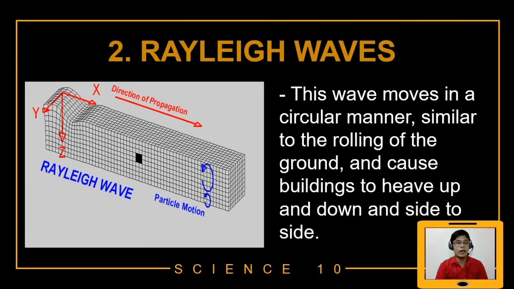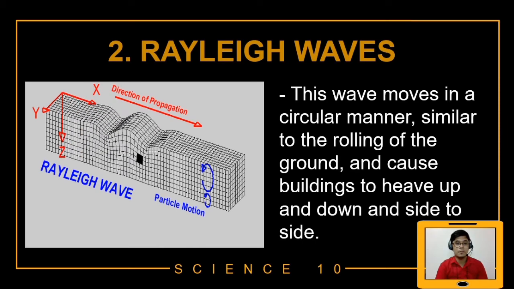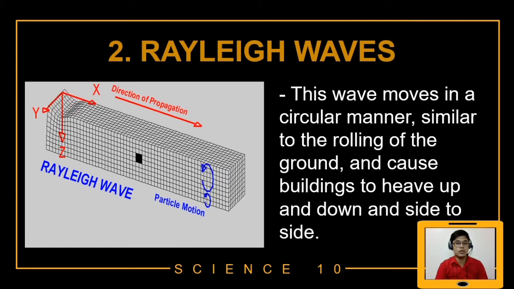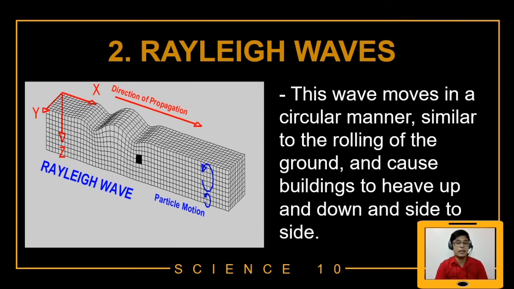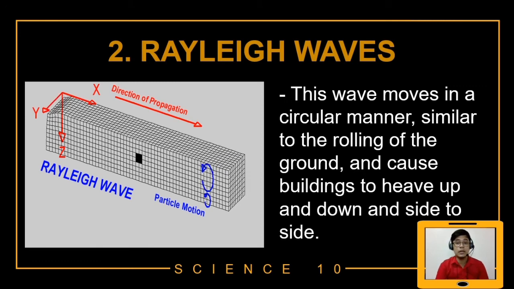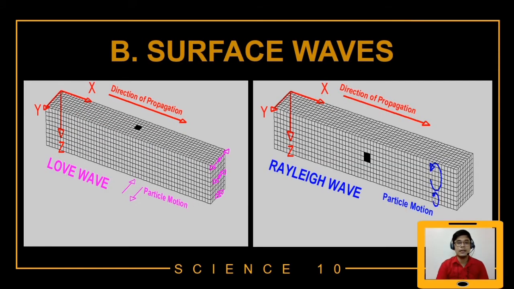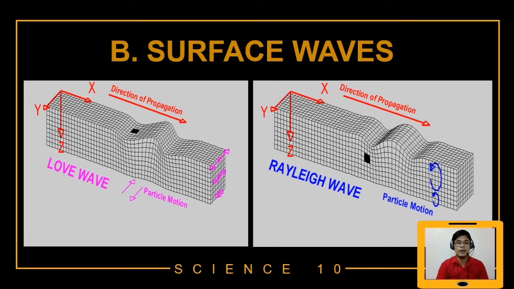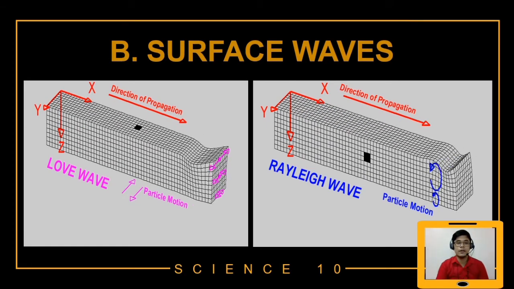And if you take a look at the GIF, you can see how these Rayleigh waves can cause the buildings to heave up and down and side to side. So it's really dangerous. But love wave is much more dangerous than these Rayleigh waves. And here we have the two types of seismic waves, the love and the Rayleigh waves, showing the different propagation of their movements.